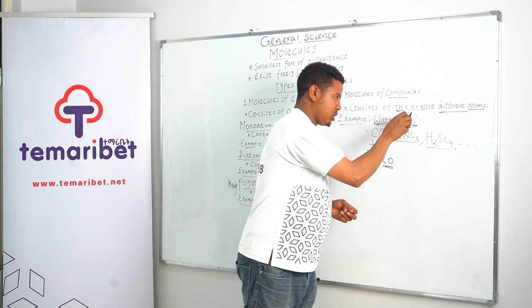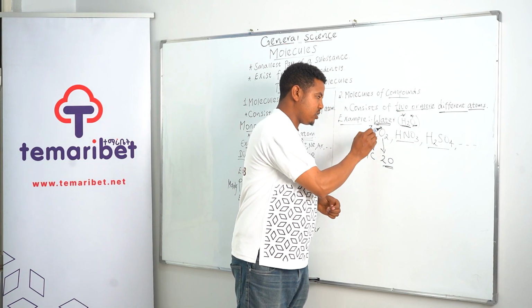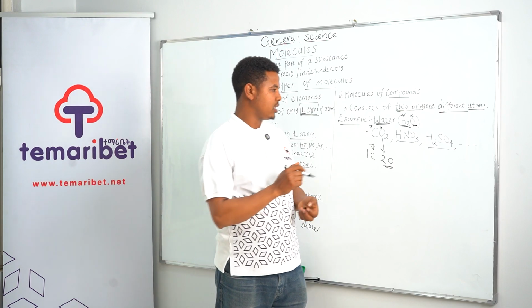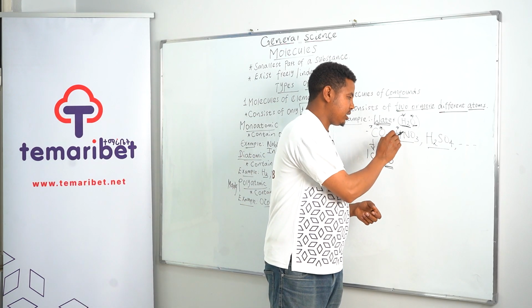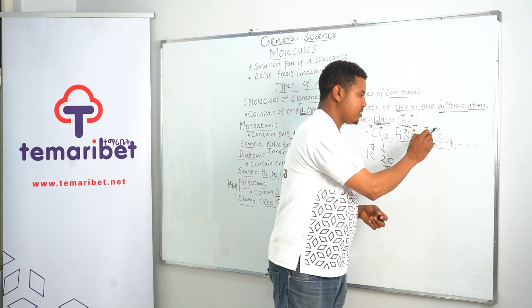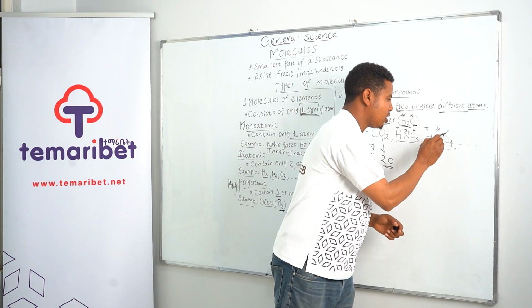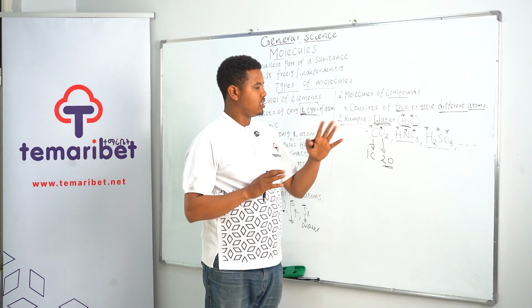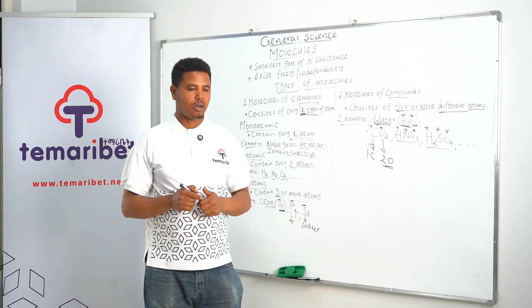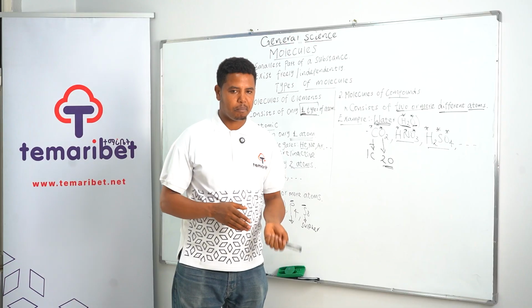In water there is H and O, different symbols. In carbon dioxide there is C and O, different symbols and atoms. In nitric acid there is hydrogen, nitrogen and oxygen. And in sulfuric acid there is hydrogen, sulfur and oxygen. So this is your basic difference of molecule of element and molecule of compounds.